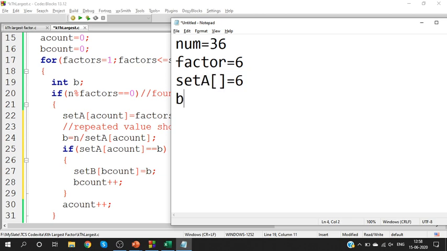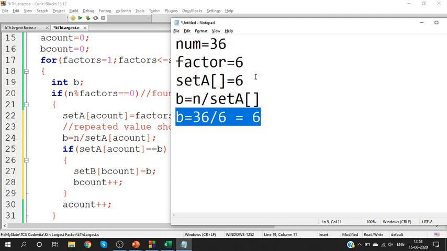When I try to calculate B, B is nothing but n by A value. That is what we said. So B is 36 by 6. What is 36 by 6? 6. So if you observe, set A and B have the same value when I reach the square root.